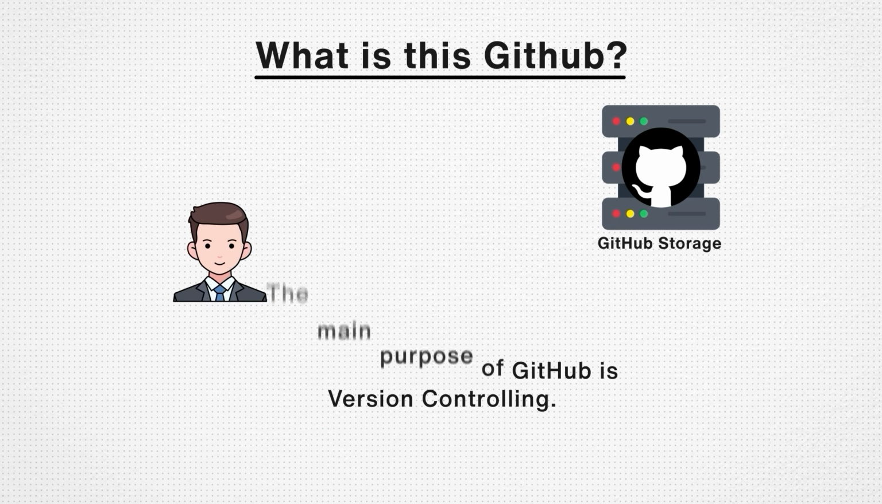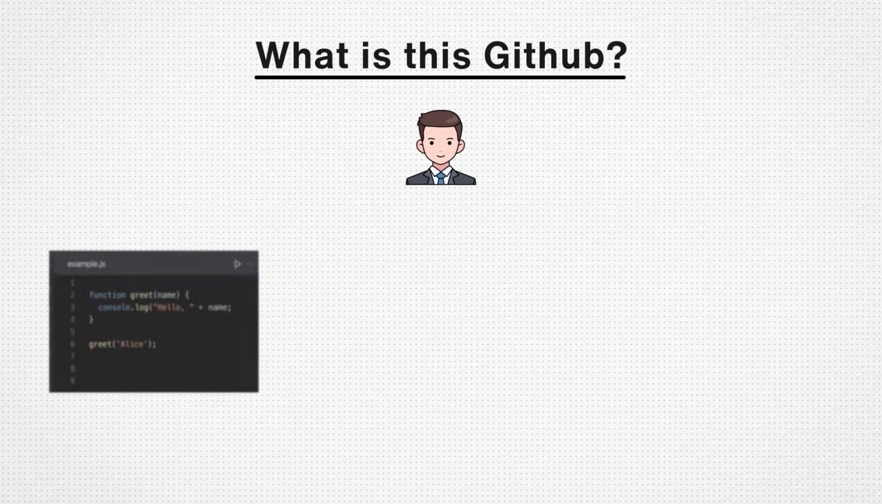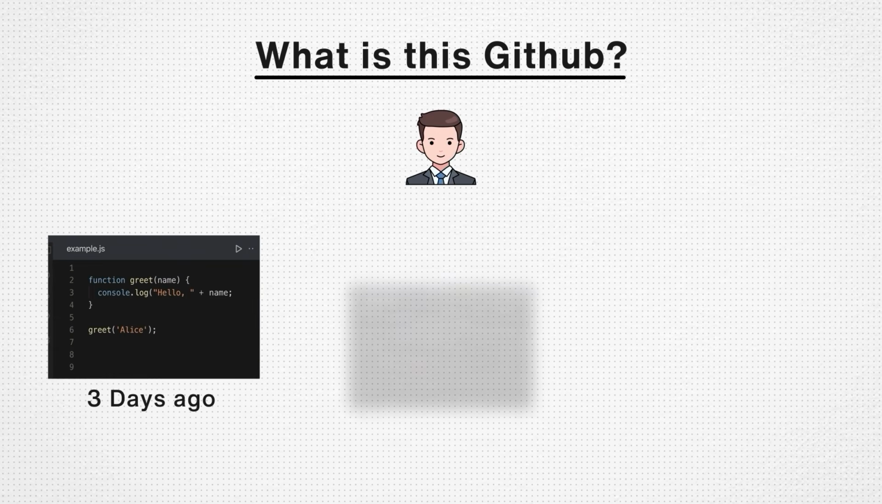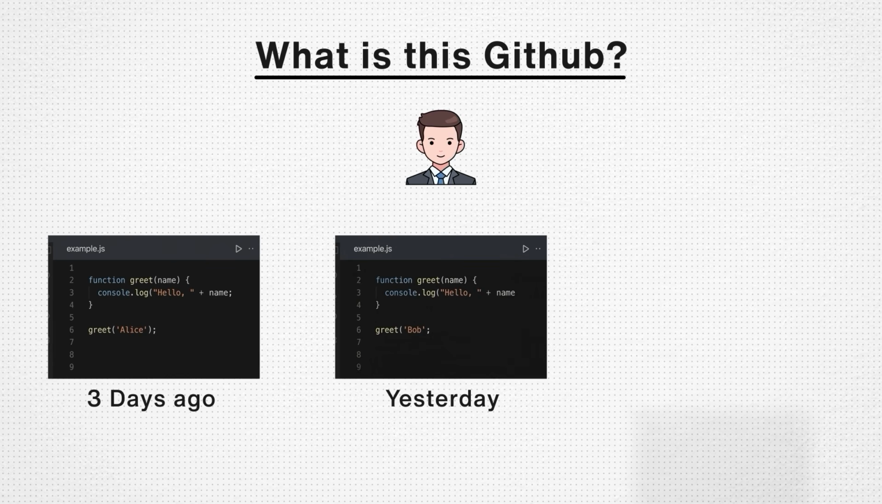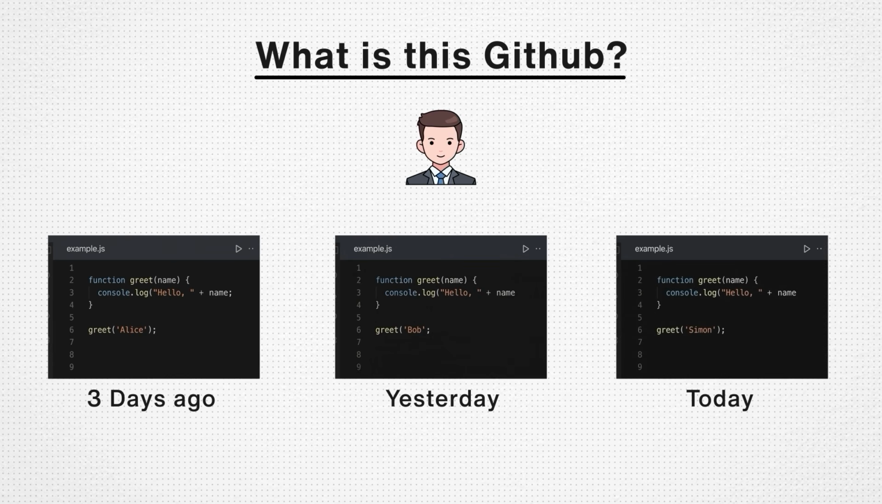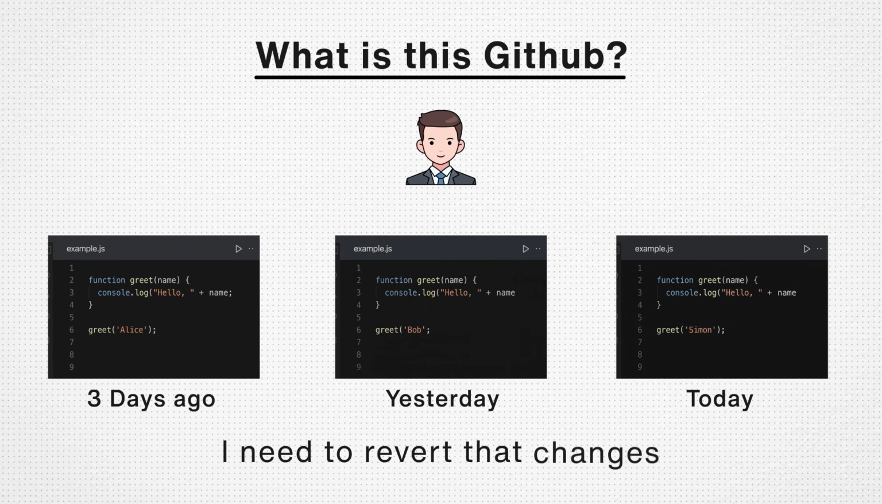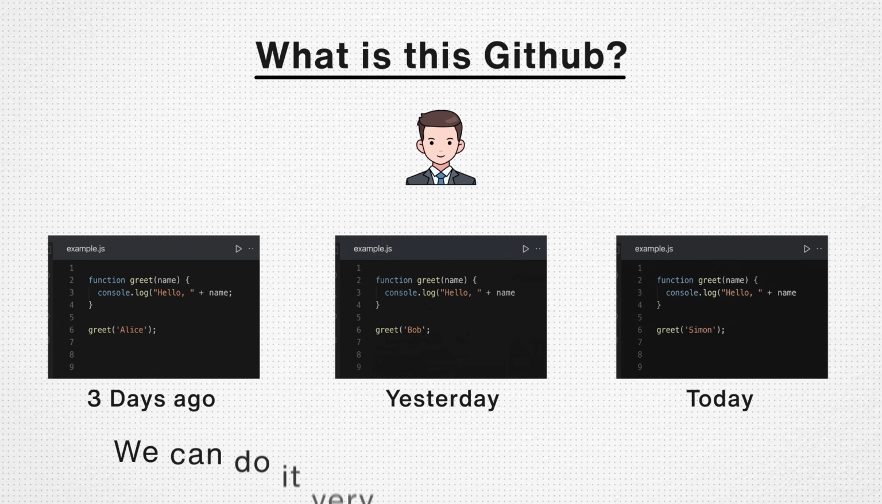Now, let's understand this using an example. Let's say I made change number 1 3 days ago, change number 2 yesterday, and change 3 today. Now, all of a sudden, I realized that some of the files in change number 1 was incorrect and I need to revert that change. We can do so very easily via GitHub and Git. So that's GitHub. Now let's go ahead and do the setup part for our small project.